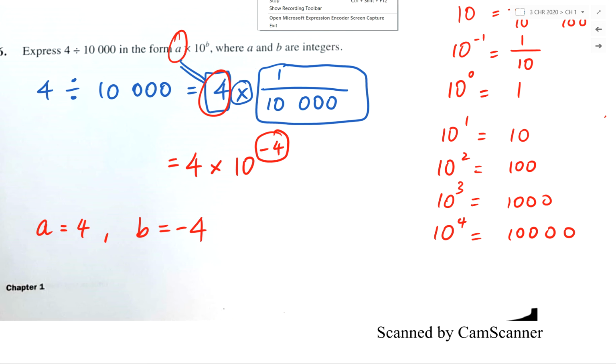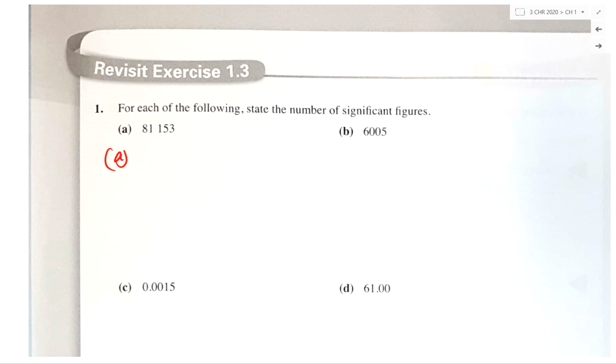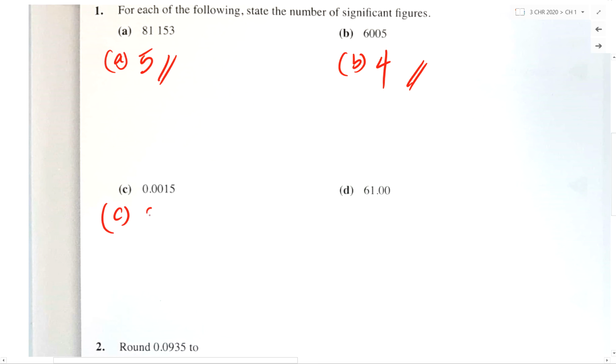Okay, I'll give you a bit of time to copy whatever you need to. Number of SF, how many do you see? 5. Done. Part B, how many SF? 4. Part C? Very good. Part D? How many? 2? 2, 3, 4?